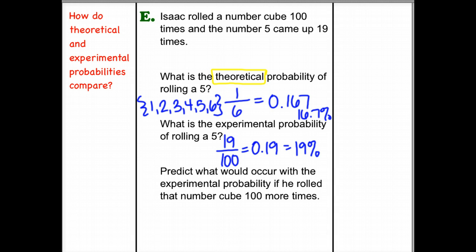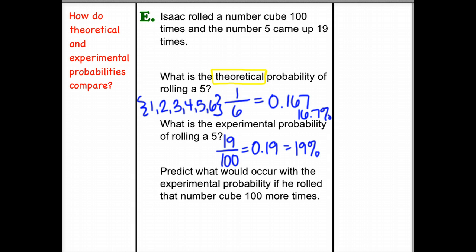Now we need to predict what would happen with the experimental probability if he rolled that number cube 100 more times. The thing about theoretical probability, which is what should happen, and experimental probability, which is what actually happens, is that they should be relatively close. But remember, our world isn't perfect, so it's not a guarantee. One of the things that we know is that the more trials you do, the closer you're going to get to the actual theoretical.